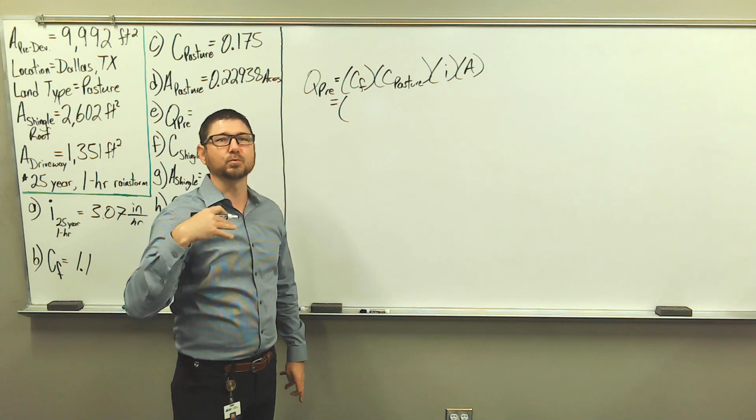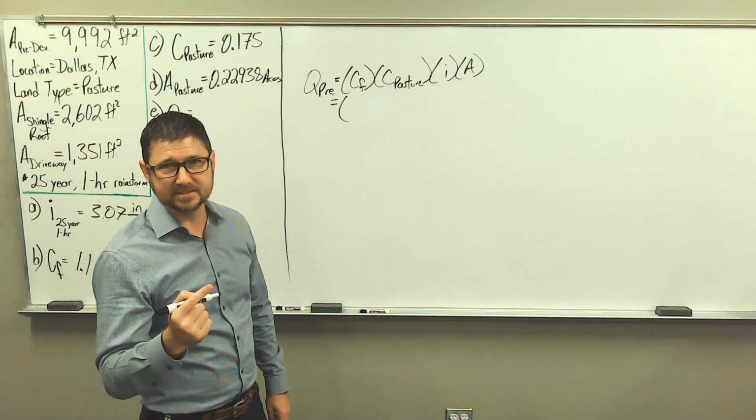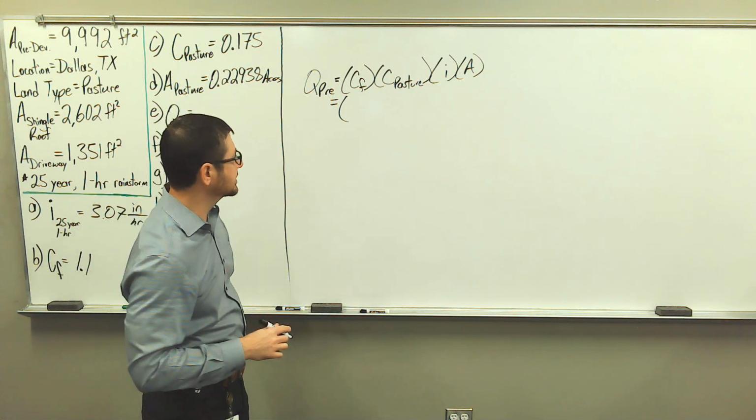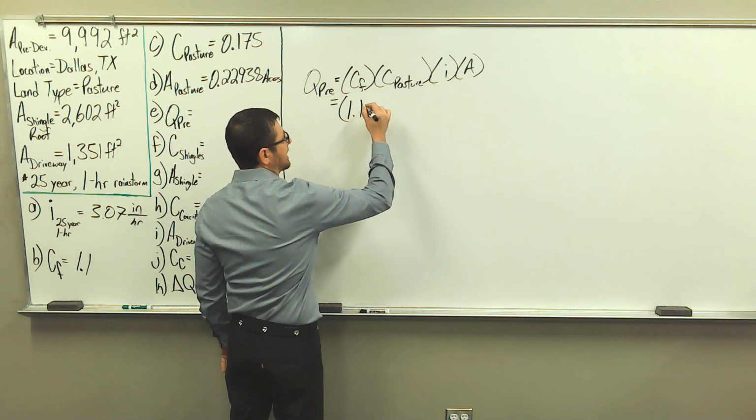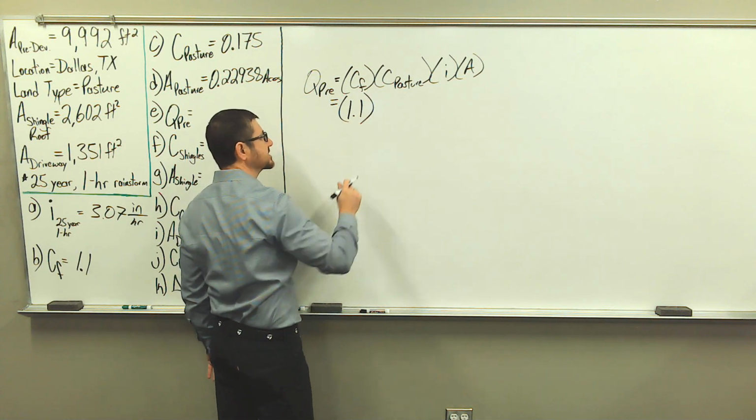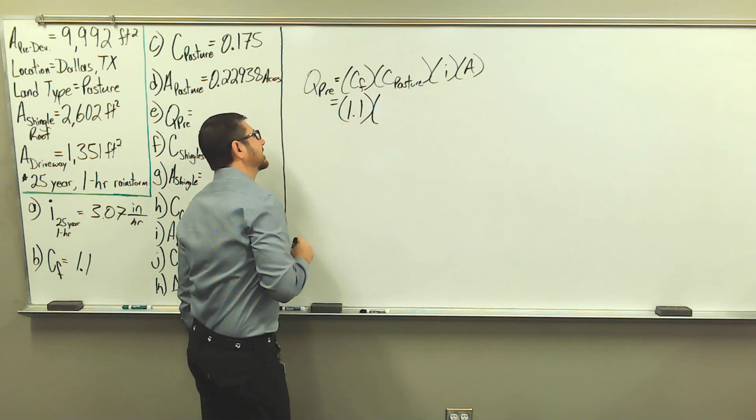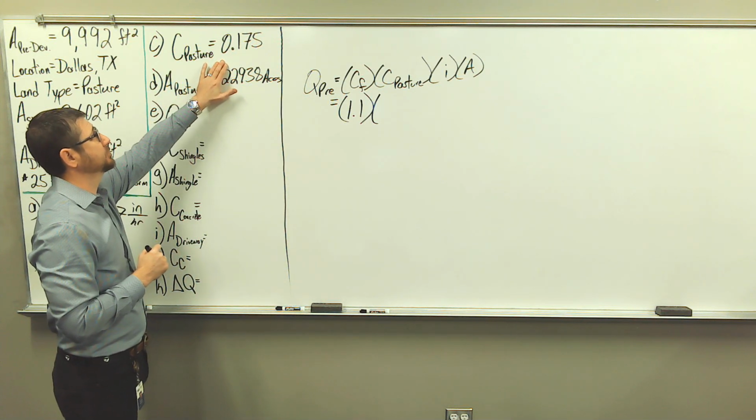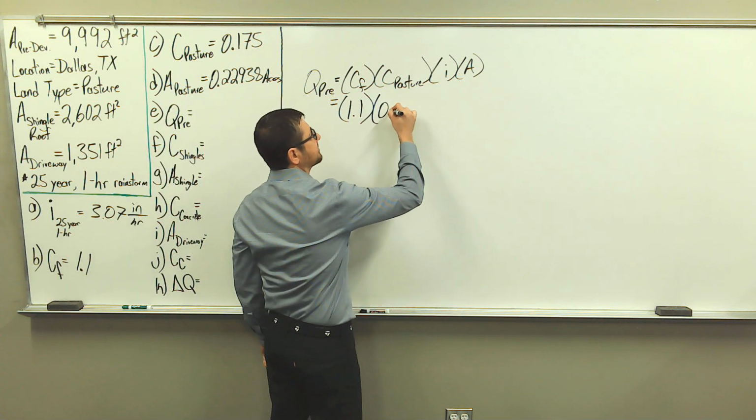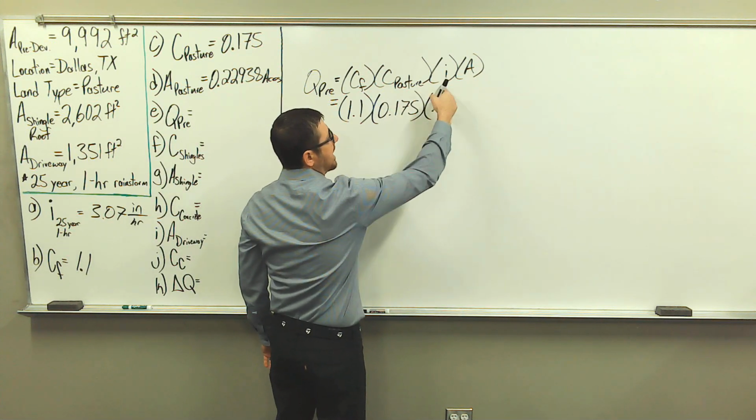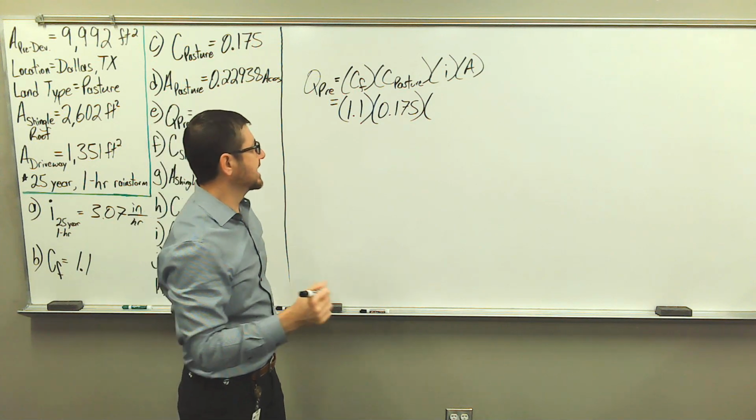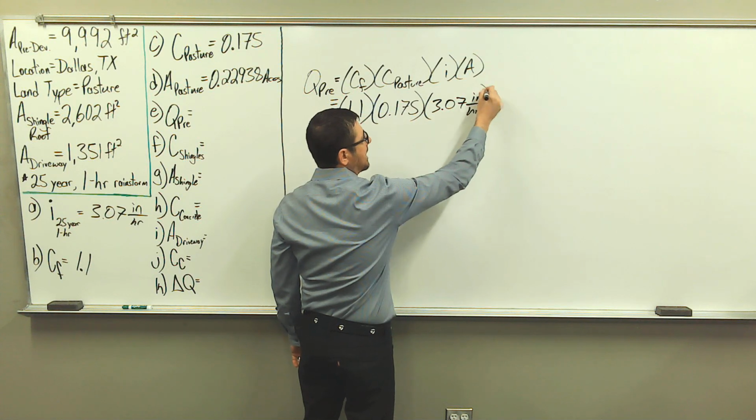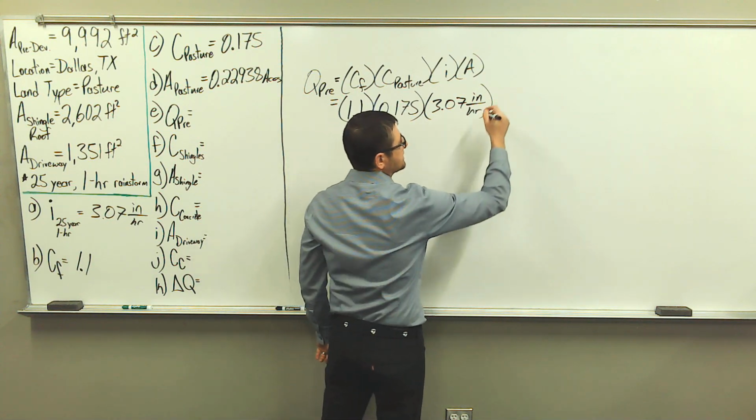All right, so we have a numerical value for the runoff coefficient adjustment factor, and remember this is based on the return period of the storm. It's once every 25 years, so it's the most powerful storm every 25 years in Dallas County. Our numerical value is 1.1. It is unitless. Next, we have the runoff coefficient for the pasture, and we just calculated that a few minutes ago. 0.175. I is our rainfall intensity, and this is 3.07 inches per hour.